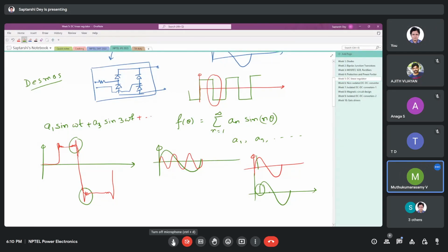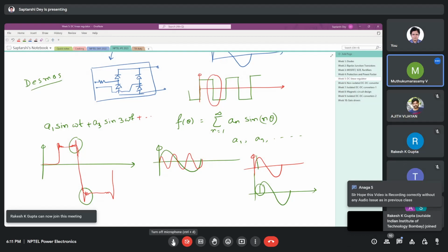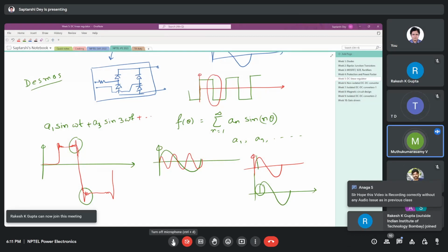Sir, is there any relation between the initial value theorem, final value theorem, and this? From the limit t equal to 0, f of t, s into F(s)... I think something can be established, but I do not know right now. Something might be established.